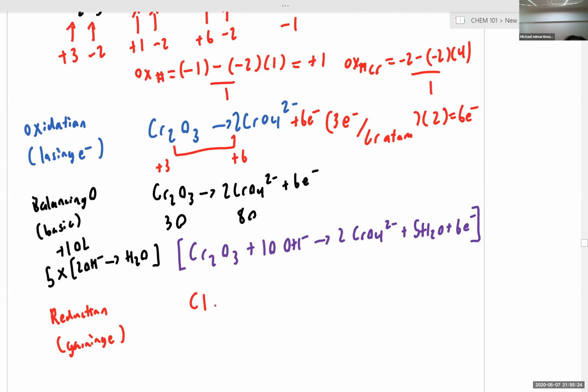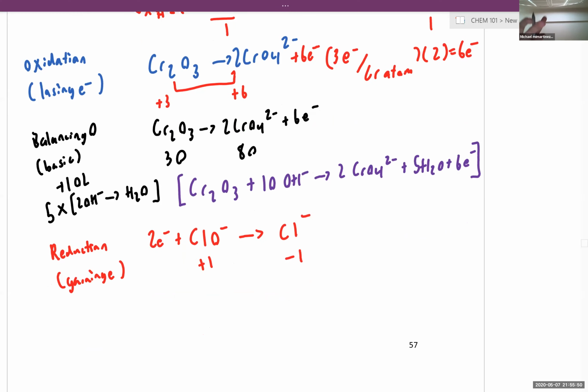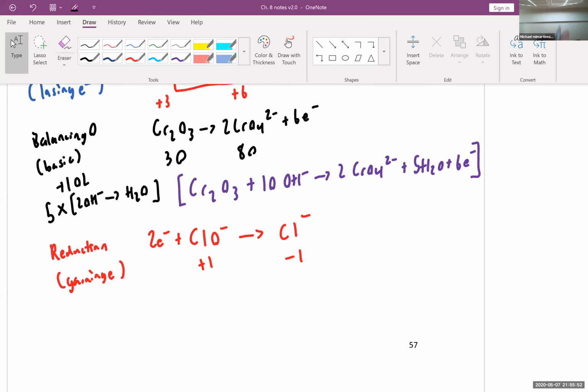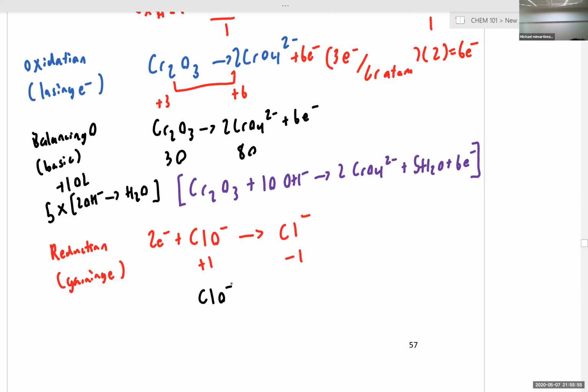So we have hypochlorite going to chloride. So we're going from +1 to -1. How many electrons have we gained? When we go from +1 to -1, we've gained, of course, 2 electrons. Okay, now I'm going to rewrite this equation as there's still more work to be done.